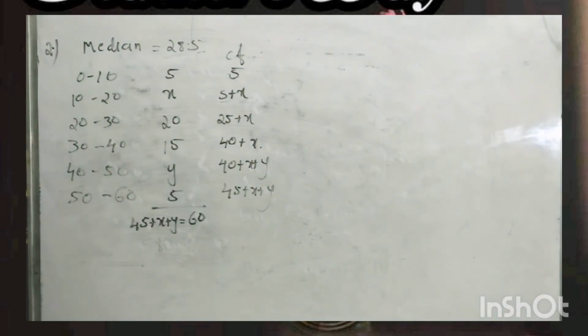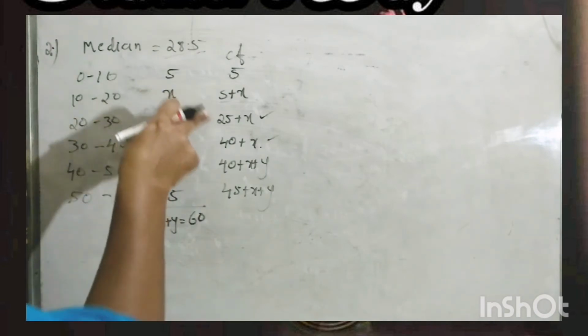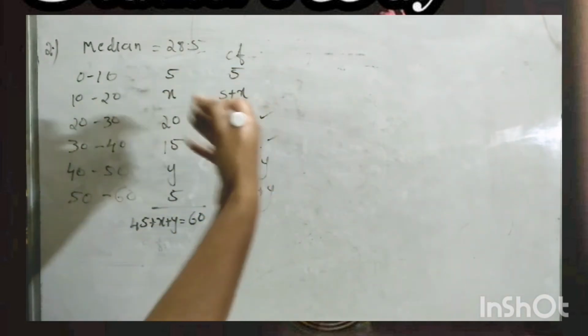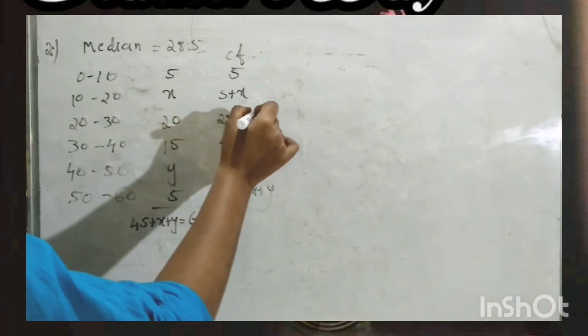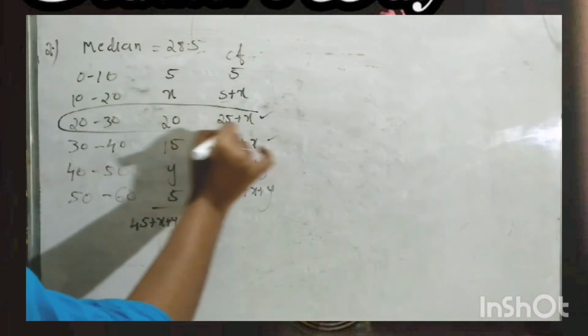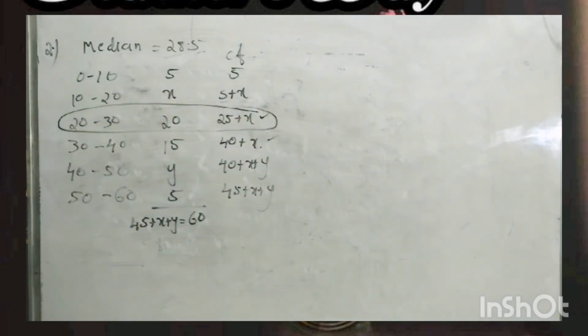25 plus x and 40 plus x are the CF of two classes. Which one will we choose? Anyway, 40 plus x is larger than 28.5, but 25 plus x is nearest to 28.5 and larger than it. So the median class here is 20 to 30, because the median 28.5 lies in the class 20 to 30.